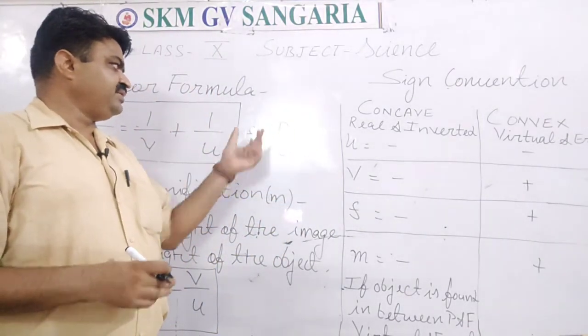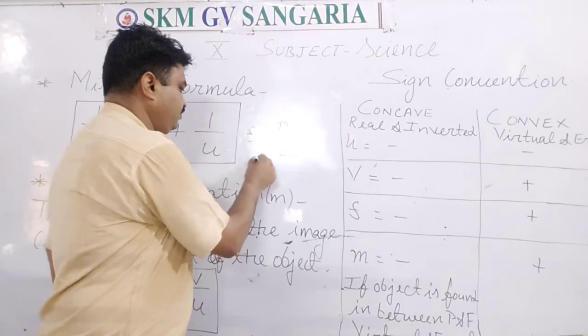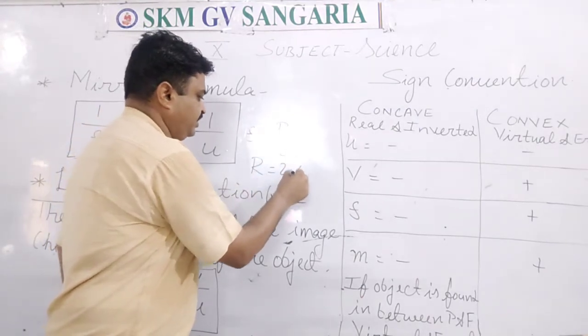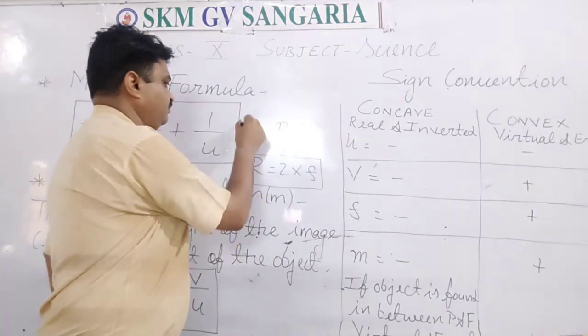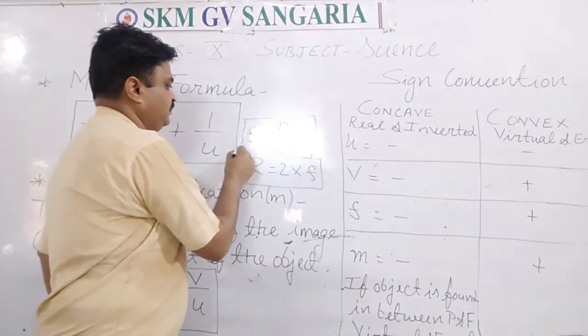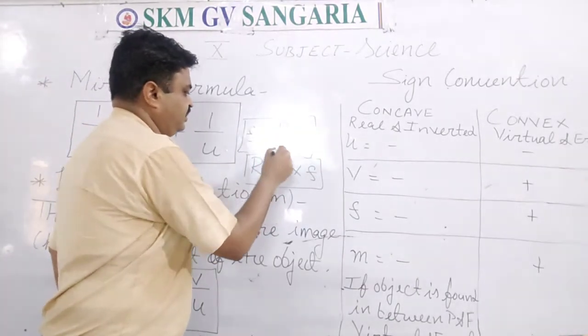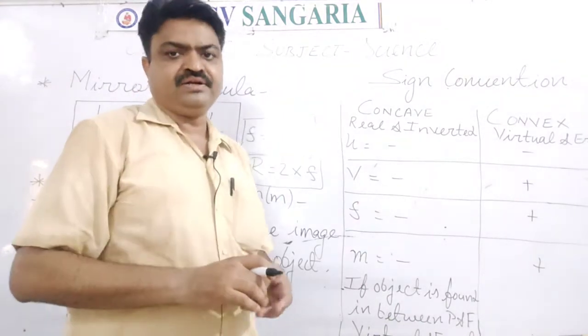And how can you get the radius of curvature? You multiply the focal length by 2. So these are the two small formulas, and with their help you can also solve some short numericals.